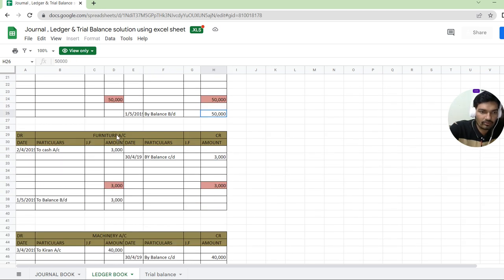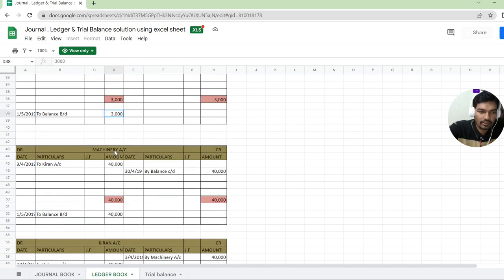Similarly, the furniture account. Furniture is an asset and shows a debit side balance only. So on the debit side only 3,000 is available. This 3,000 rupees we show here, the same 3,000, and there is no credit side balance, 0. So 3,000 we have to enter. This is the closing balance by balance carry down. This is again carried forward to the next month, to balance brought down 3,000.